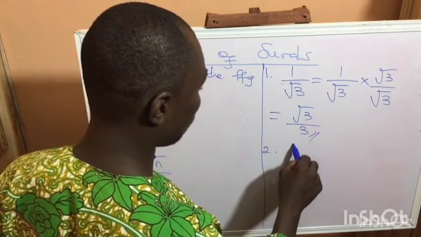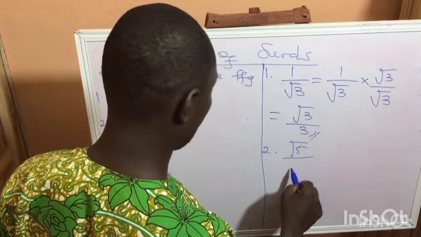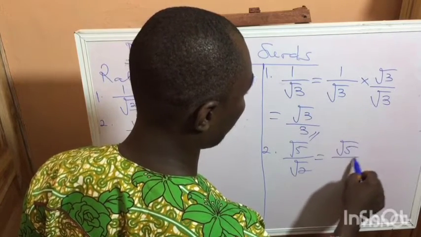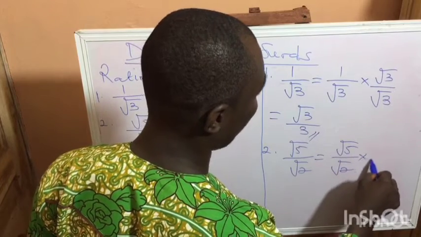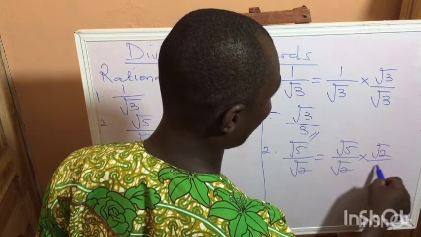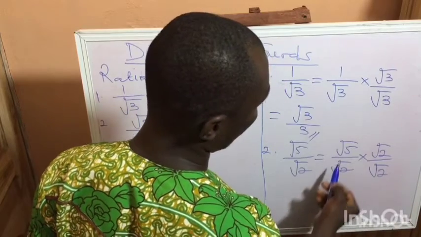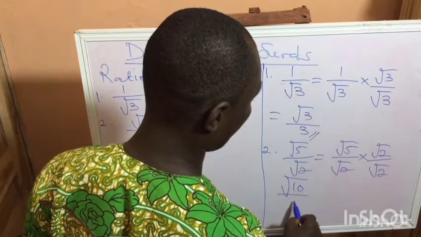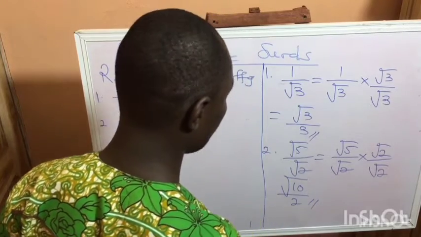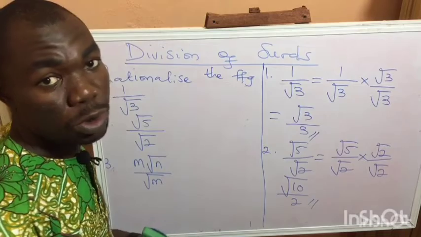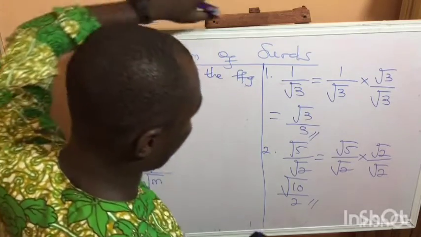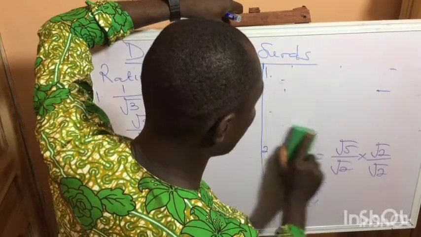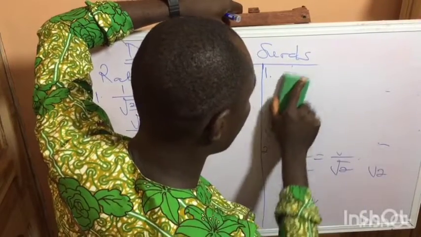Number 2 is root 5 over root 2. So that will be root 5 over root 2 times root 2 over root 2. Root 5 times root 2 gives us root 10 over 2. You can see that this is very easy. So we quickly clean up so that we can do the last example.